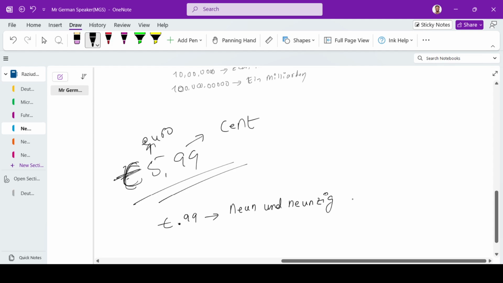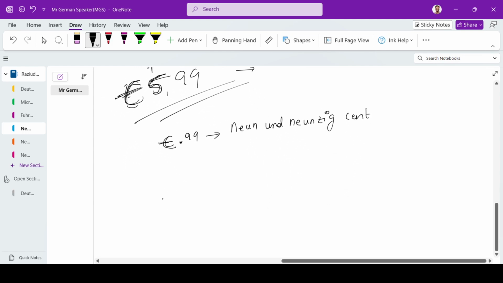See, 99 cent. Even though we have written it like a euro here, since it's less than 1 euro, we call it 99 cent. And this one, I want you to write it in the comment. How do you write this? 5 euro 99 cents. Can someone write it?